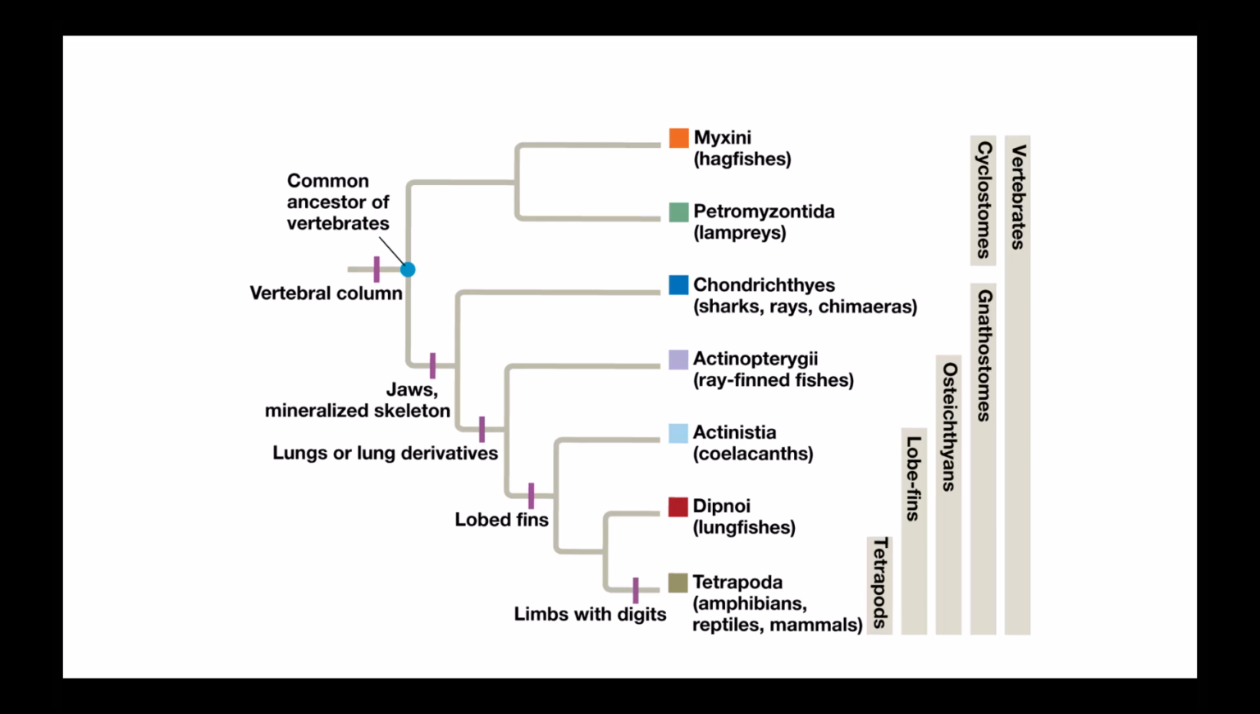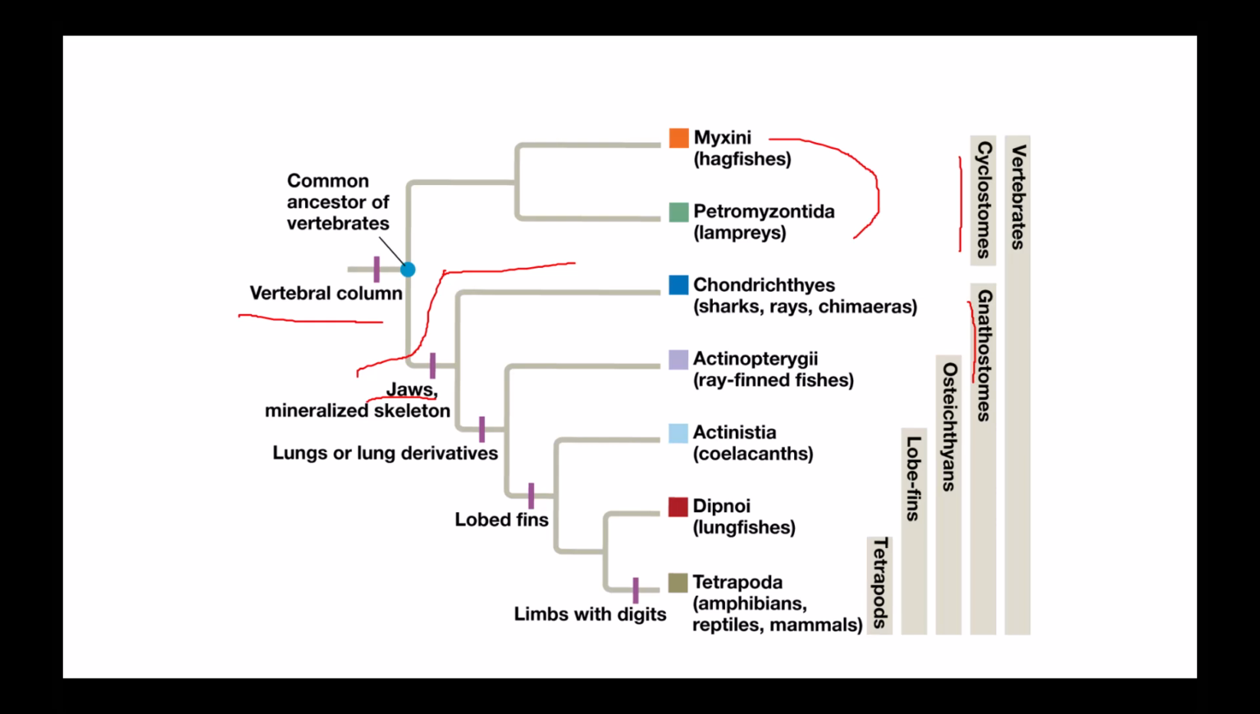So this tree shows you the different vertebrates. So everyone in this one is in the vertebrate clade. That means they have a backbone, so they have a vertebral column. And then we had Myxini and Pteromyzontidia, which are cyclostomes. So those are the jawless fishes. Everything else from here on technically is a gnathostome, so they have jaws.